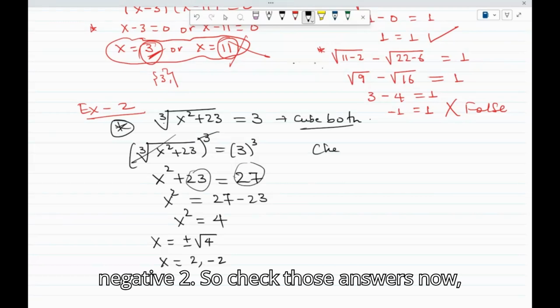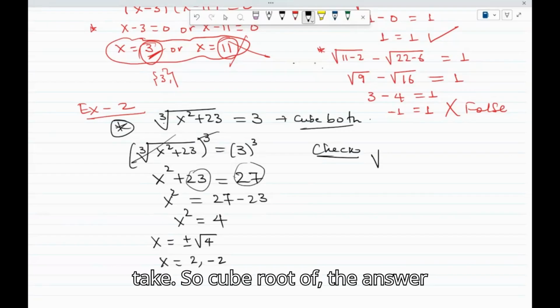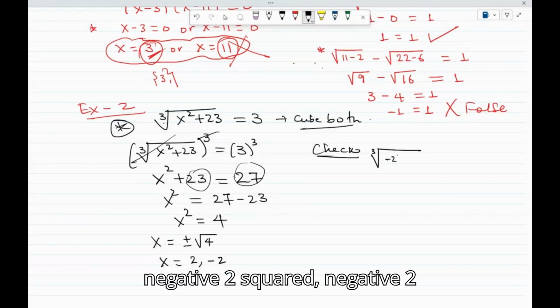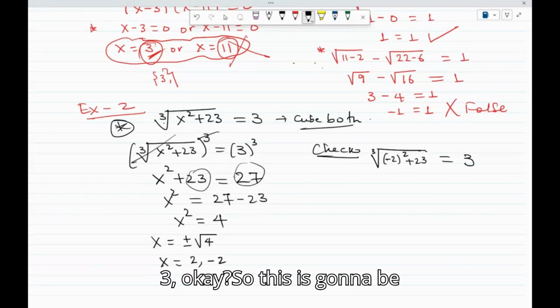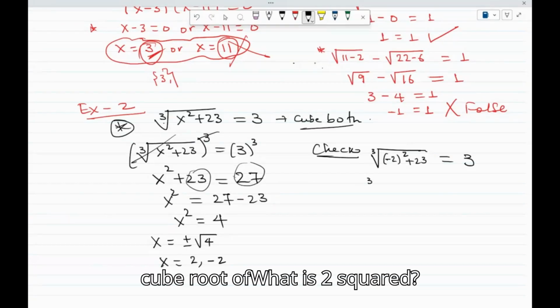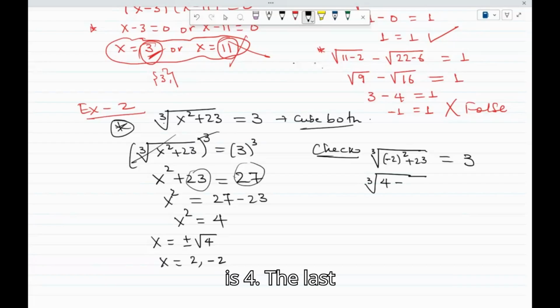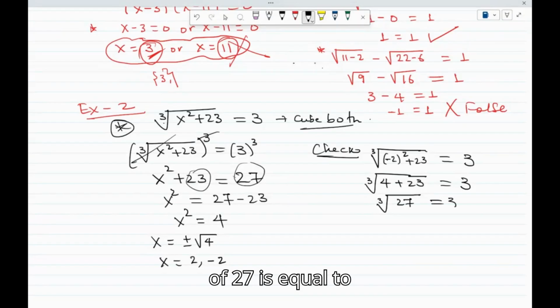So check those answers now. Check which one to take. The cube root of negative 2 squared plus 23 is equal to 3. What is 2 squared? 2 squared is just 4. Negative 2 squared is 4, plus 23 is equal to 3. So this is the cube root of 27 is equal to 3.